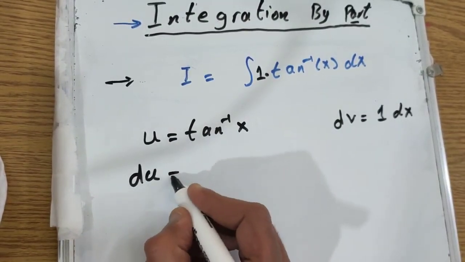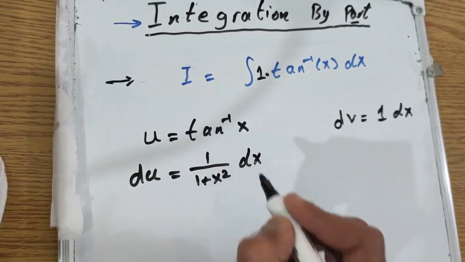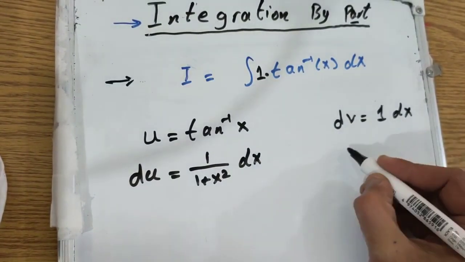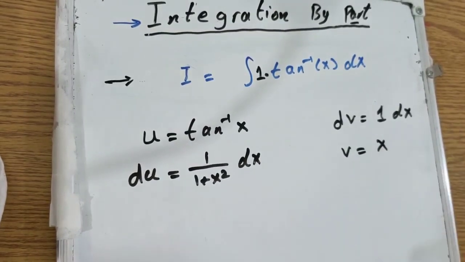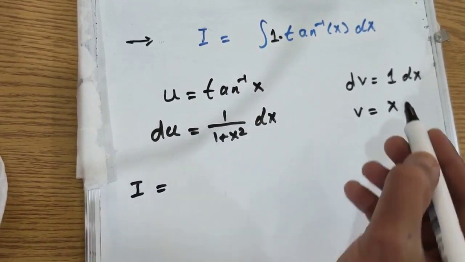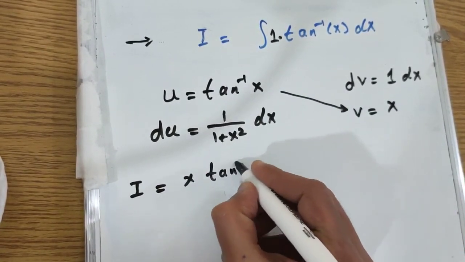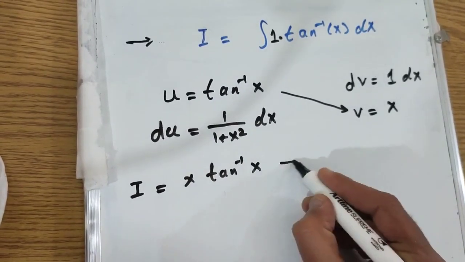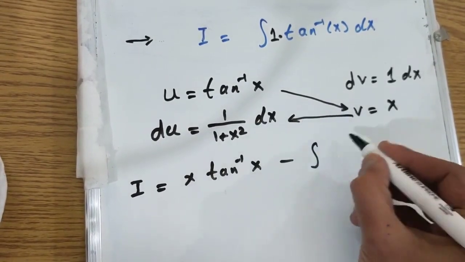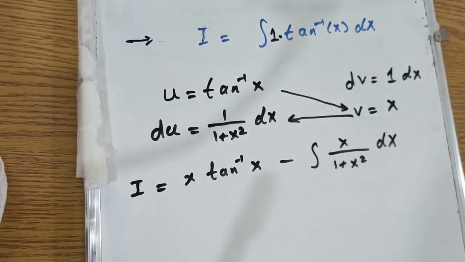Again, the differential of u will be the derivative of tan inverse, which is 1 over 1 plus x squared dx, and the integration of dv will be x. Using the rule of integration by parts, our integration now is equal to x times tan inverse x minus integration of v du, which is x over 1 plus x squared dx.